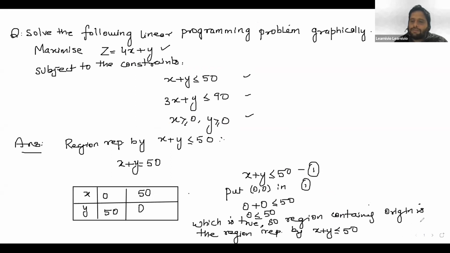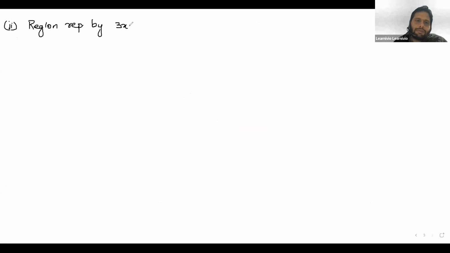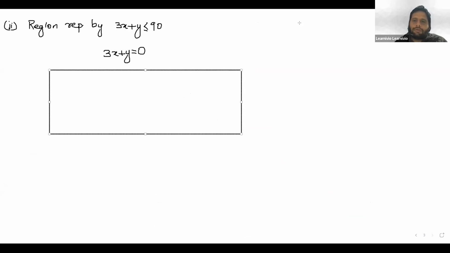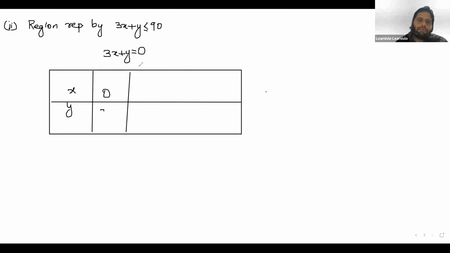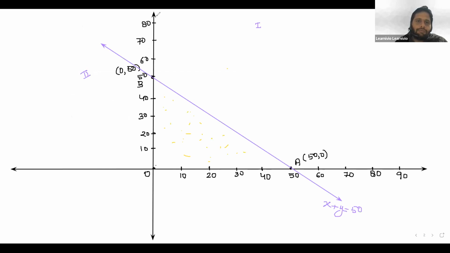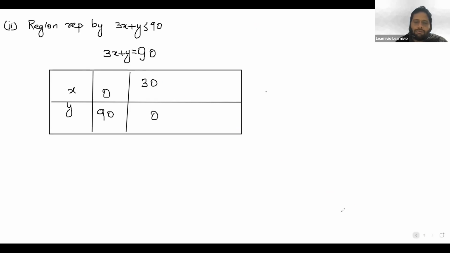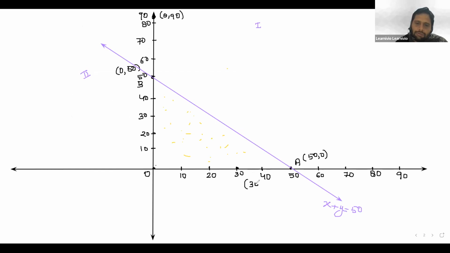Now the second is 3x plus y less than or equal to 90. Again the same thing. 3x plus y is equal to 90. Draw the graph. Again, write x, y: x is 0, y is 90; y is 0, x is 30. So we have these two points, 0, 90. I don't have the space, so I will write 90 here. This is 0, 90. And the other point is 30, 0. Here we have this point.